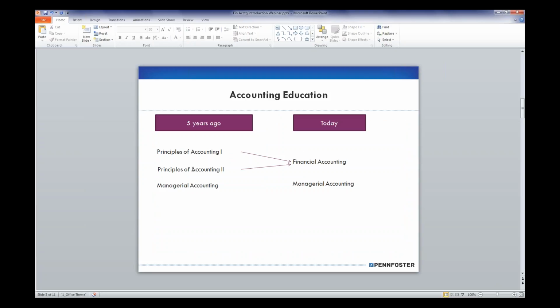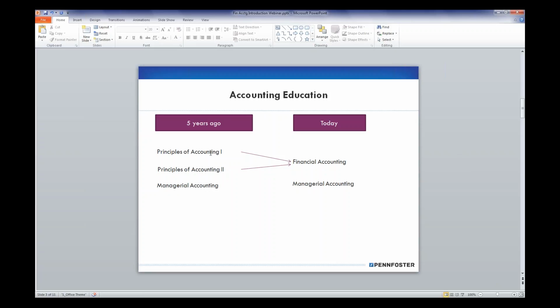Okay, moving on. All right. How did we get to where we're at? Well, in previous accounting education, like 5 years ago, you had subjects: Principles of Accounting 1, which was a 1-semester subject, Principles of Accounting 2, which was another semester, and Managerial Accounting, which was a 3rd semester. But due to the advent of computers, the powers that be decided that they wanted to combine Principles of Accounting 1 and 2 together and call it Financial Accounting.